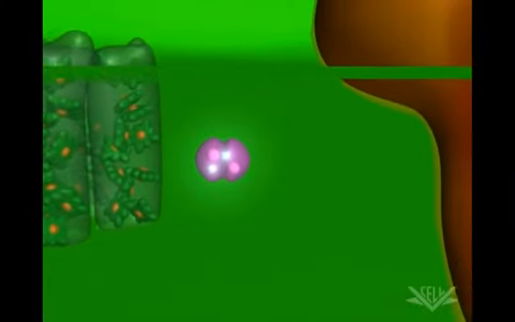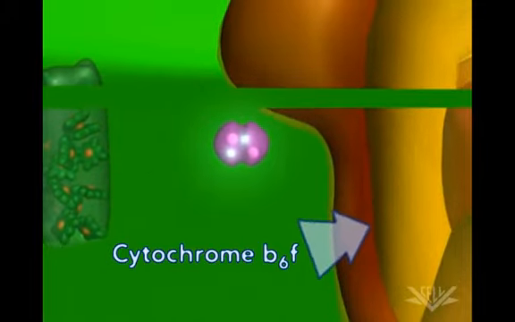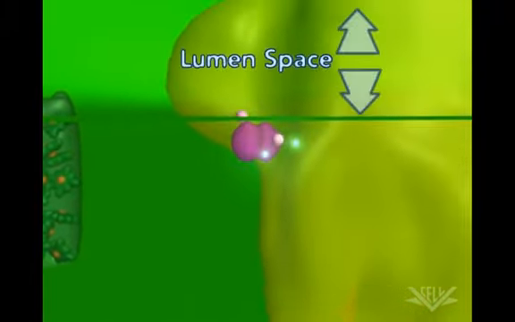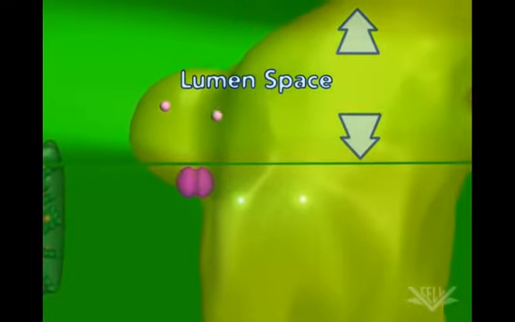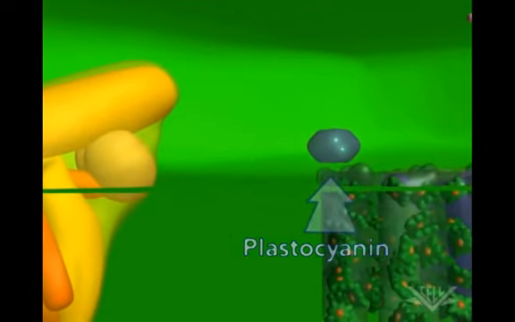Plastoquinone QB then transfers the 2 electrons to the cytochrome B6F complex. The 2 protons it picked up are released into the lumen. These transfers are coupled with the pumping of 2 more hydrogen ions into the lumen space by cytochrome B6F. The electrons are next transferred to plastocyanin, another mobile carrier.